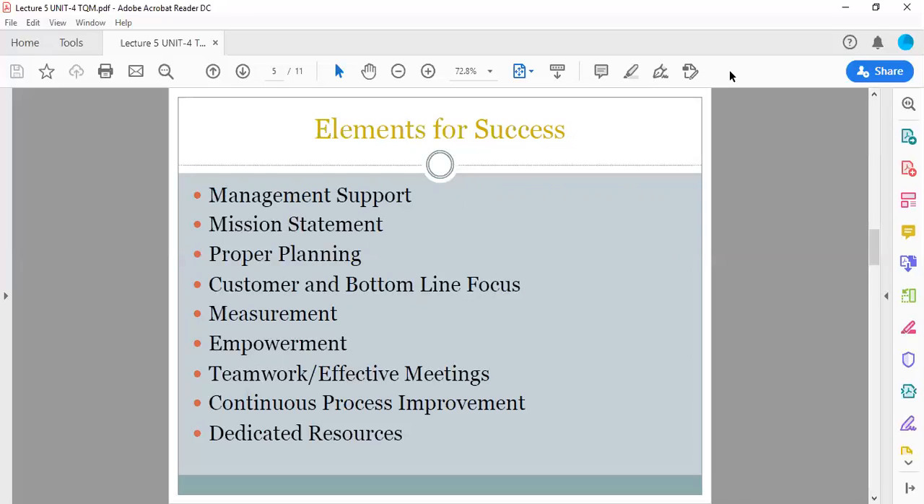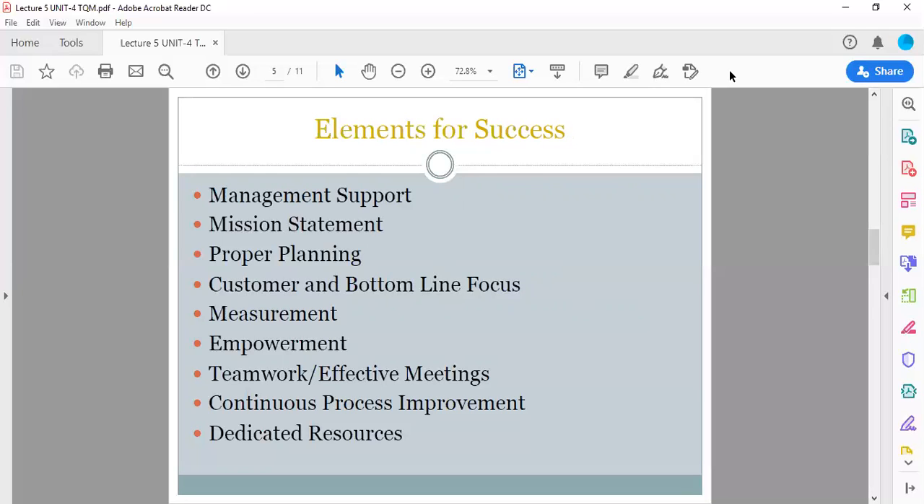Next is the measurement. You have to measure your quality, whether you achieve the quality or not, according to the standard you make. Okay. What is measurement? Measurement is that you benchmark some quality and you produce the product. Then you have to measure whether your product reaches a certain benchmark or not. Next is the empowerment. You have to go for the empowerment exercise also. Next is the teamwork or the effective meetings.